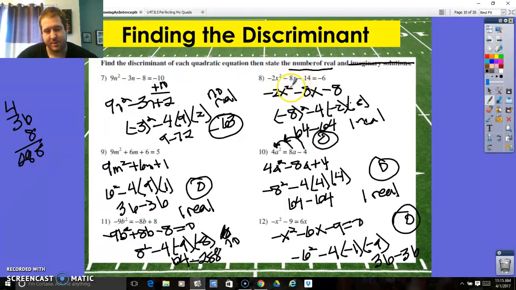The quadratic formula is negative b plus or minus the square root of b squared minus 4ac, all divided by 2a. Remember, you don't have to memorize the formula, but it probably would be helpful if you did. That's the reason why we do the whole 30-second competition.